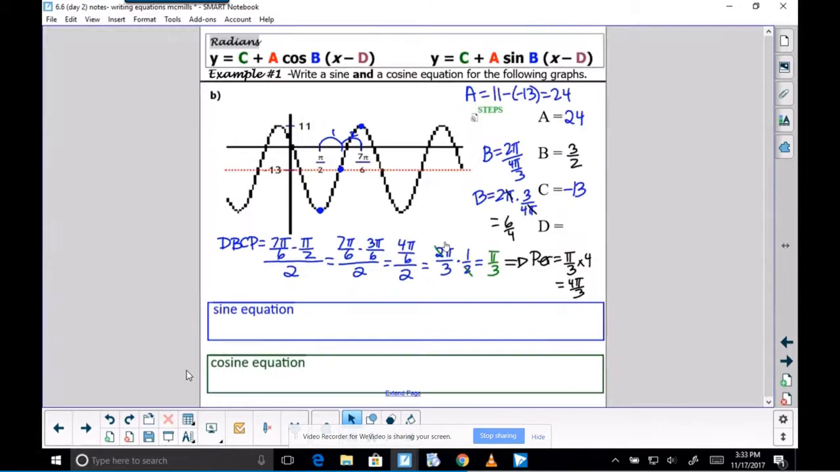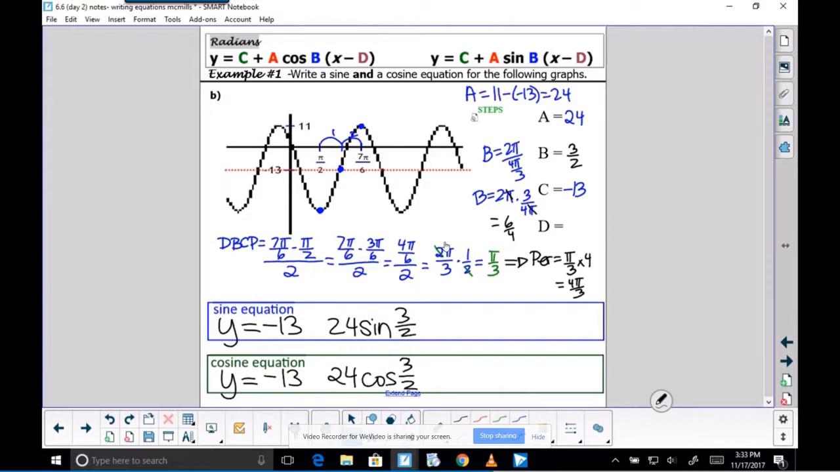Now that we have a, b, and c, we're ready to start writing the equation. So set it up just like we did before. Y equals the c value of -13. Leave a space for the positive or negative sign. Then you write the a value of 24. One is sine, one is cosine. Then you write the b value of 3/2. Because this one's radians, after your parentheses, you're going to do an x value.